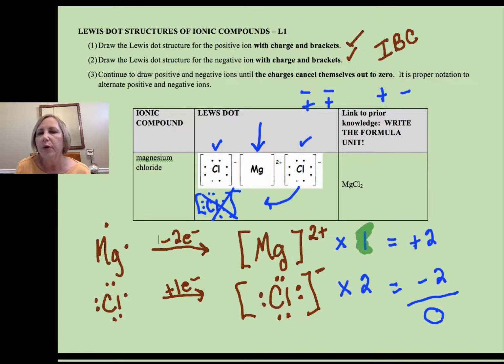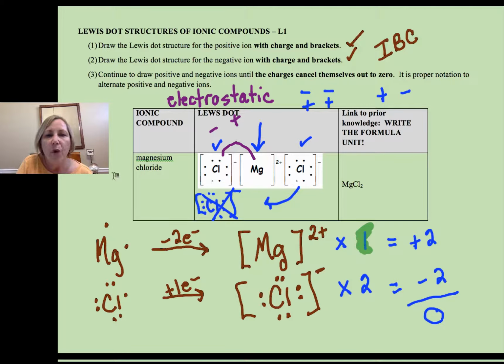Now, one more thing that I want to make note of here is this. I have a -1, I have a negative, positive attraction. That's called an electrostatic attraction. So your ionic bond is an electrostatic attraction.